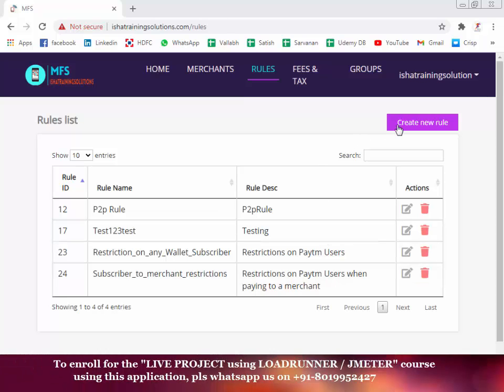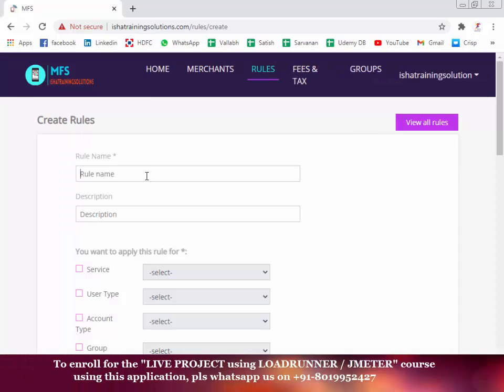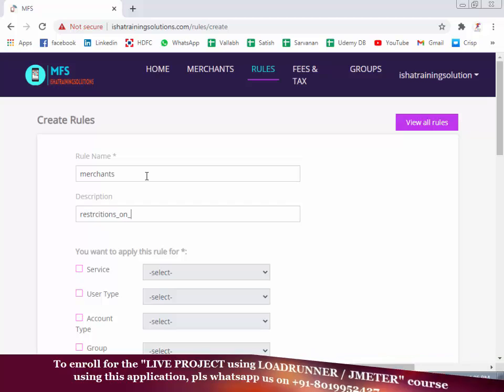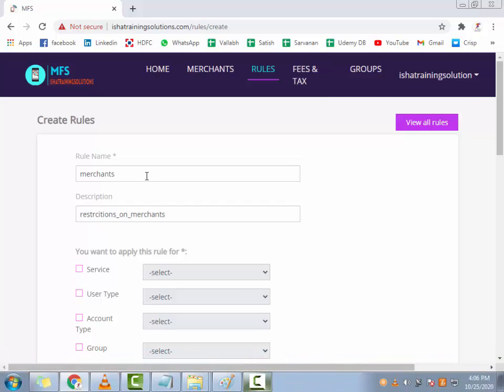And one more quick rule that I will create. This is for the merchants. So let's say we will say merchants, and then we'll say restrictions on merchants. I'm going through all this so that you get a complete idea on this one. Some restrictions on merchants.